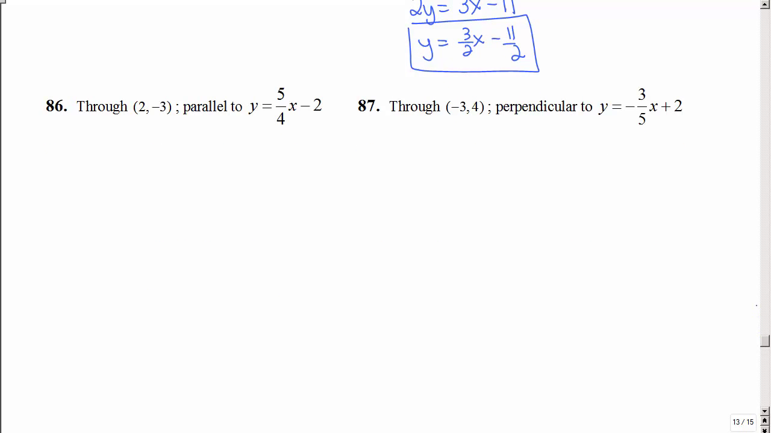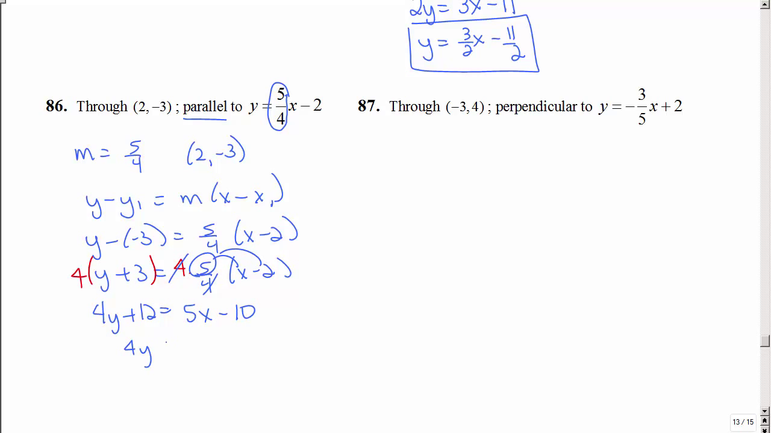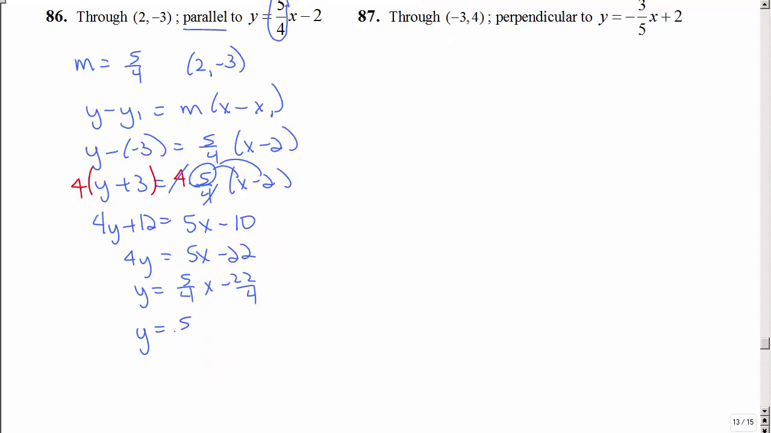Now parallel and perpendicular. I have to know that parallel uses the same slope. So I have a slope of 5/4 and the point 2, -3. So that's the same formula I just got through using, and I'm going to do the same thing. I'm going to multiply both sides by 4, and then divide by 4. And I need to do one more little thing: I'm going to reduce, because 22 and 4 are both divisible by 2.